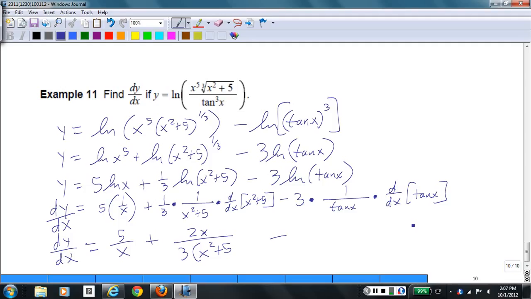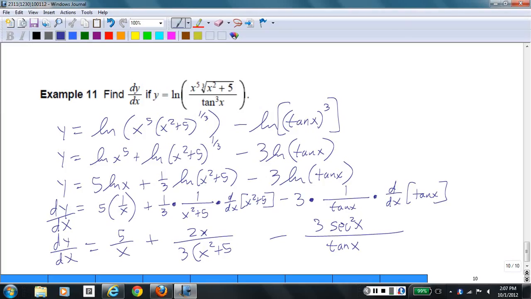And then minus 3. I really would like the 3 to be a factor of the numerator, 3 times something with tangent x in the denominator. What's the derivative of tangent x? Secant squared x. And there are certainly alternate ways to write secant squared x over tangent x. I don't know if there's one that's obviously better, shorter, sweeter, clearer than secant squared x over tangent x.